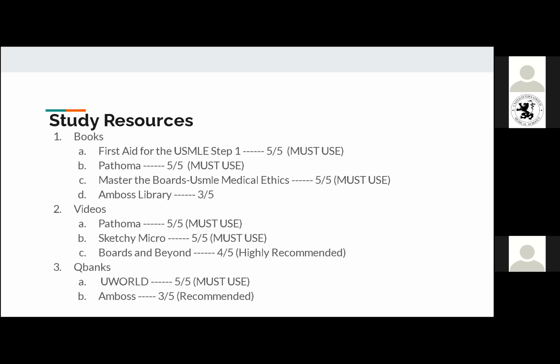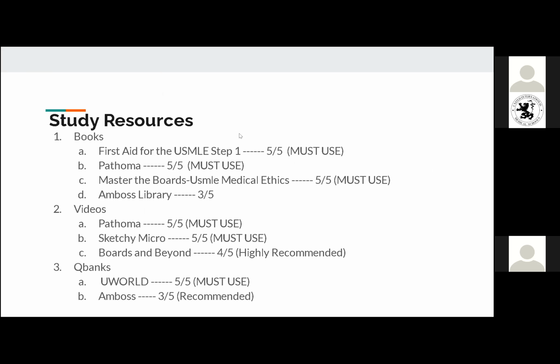Okay, so now I'm going to talk about some study resources. So what are the resources that are available for the USMLE Step 1? In terms of books, there are a lot of books that are available. But the most important book that you need to buy for the USMLE Step 1 is the First Aid for the USMLE Step 1. So First Aid is really the best book.